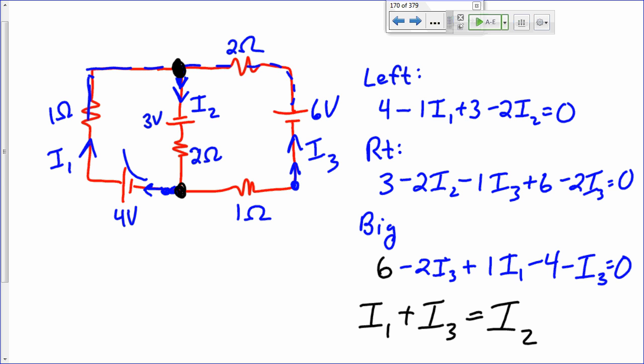Can you go back to the right loop, right here? So I started right here for the right loop. I know I started right here because I see a positive 3 right here, and that means I have to be going in this direction across that 3-volt battery. 3 minus 2I2, I'm going with the current, so that's negative, minus 1I3, negative because I'm going with the current, plus 6, positive because I'm increasing in energy, minus 2I3 because I'm going with the current. I got it. I just started at a different point. That's fine. You should still have all the same terms in it.